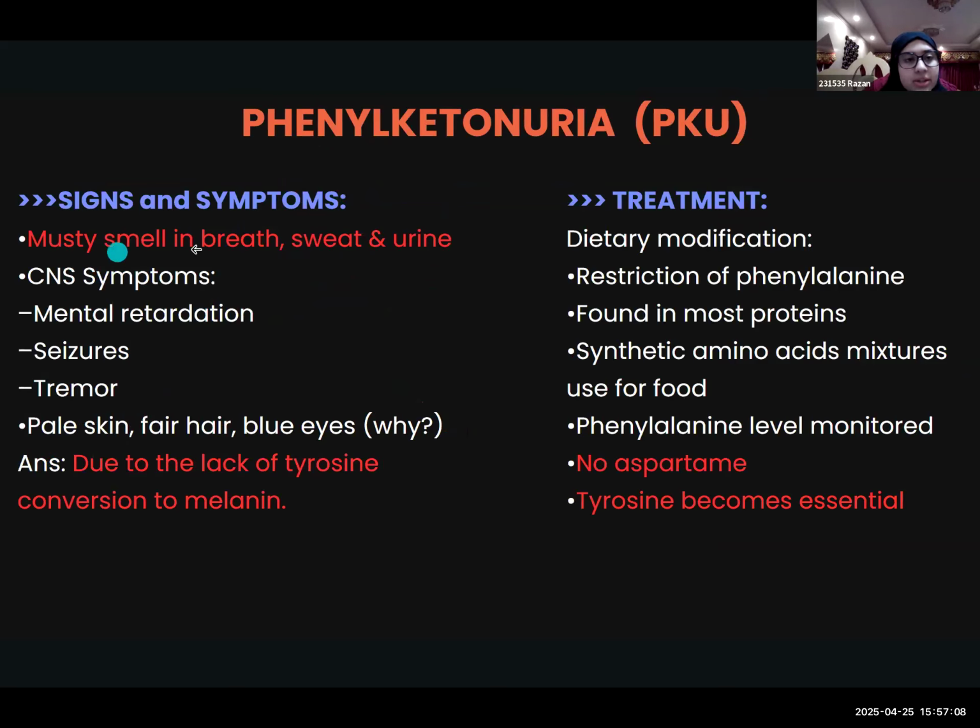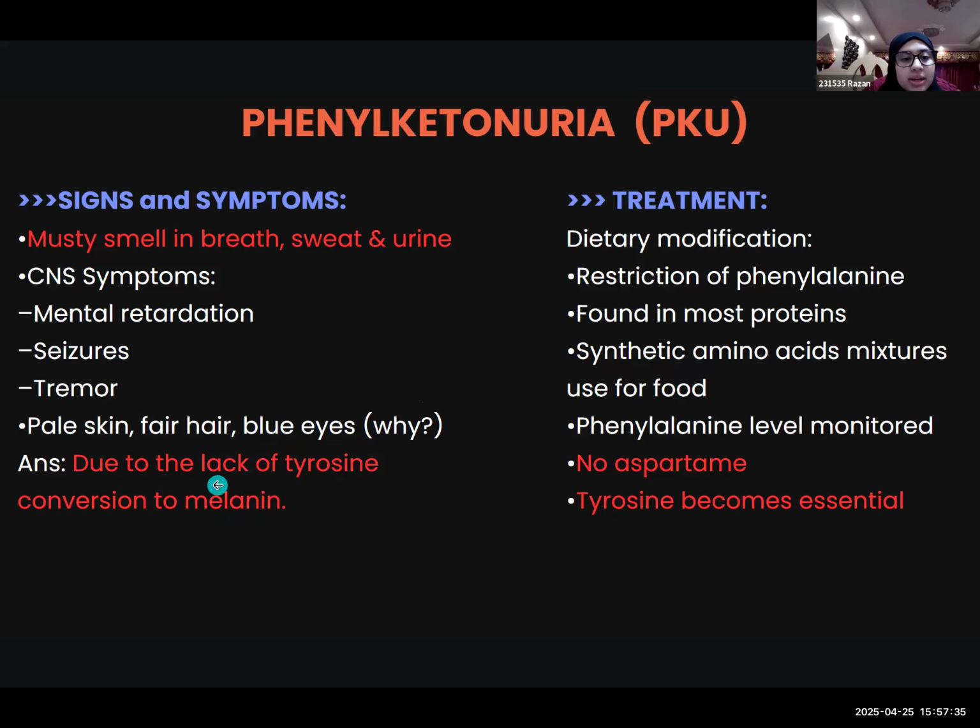This is a keyword in the questions, like this patient presents with a musty smell in breath and sweat or urine. Also, this patient could present alongside the musty smell with pale skin, fair hair, blue eyes. And why is that? Because they lack tyrosine, and tyrosine is needed for melanin production. So this is another keyword in the question.